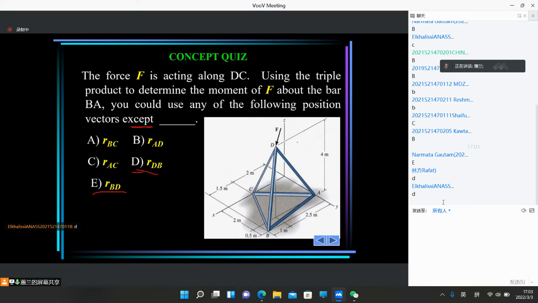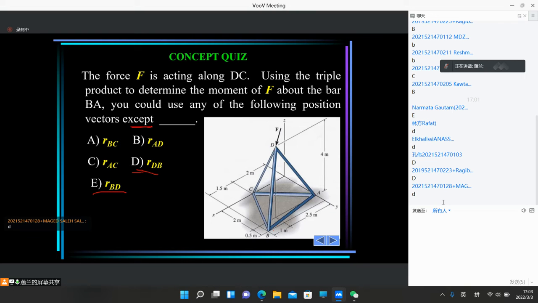You see, for the moment we can choose an arbitrary point on the axis AB or BA. We can choose an arbitrary point, and then the position vector, right? If you want to calculate the moment of F about A or the moment of F about B, it doesn't matter. It's only a point located on AB. That's enough, right? So after we decide, we choose point A.